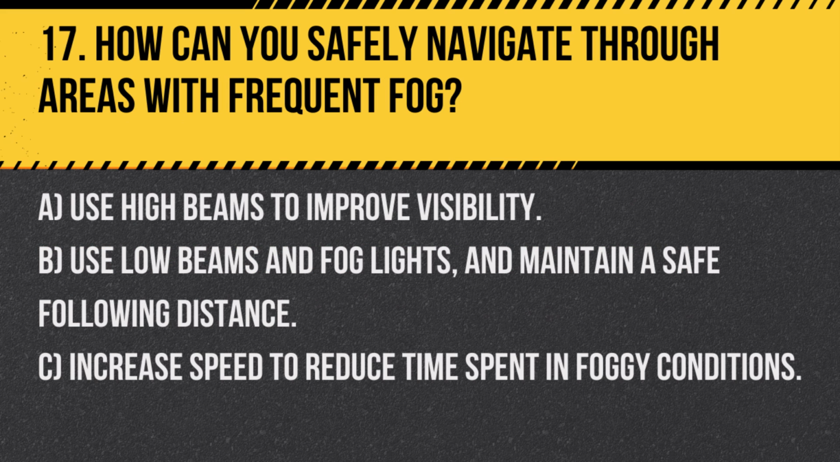Question 17. How can you safely navigate through areas with frequent fog? A. Use high beams to improve visibility. B. Use low beams and fog lights and maintain a safe following distance. C. Increase speed to reduce time spent in foggy conditions. Answer B. Use low beams and fog lights and maintain a safe following distance. Proper lighting and caution are essential in fog.